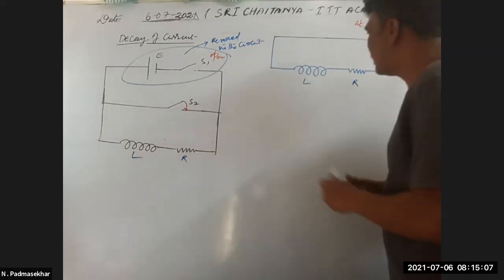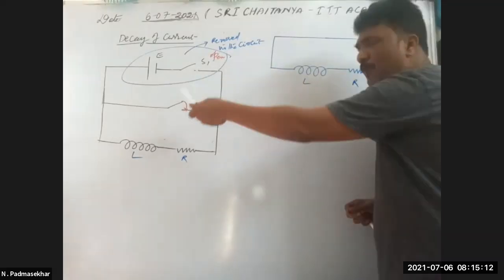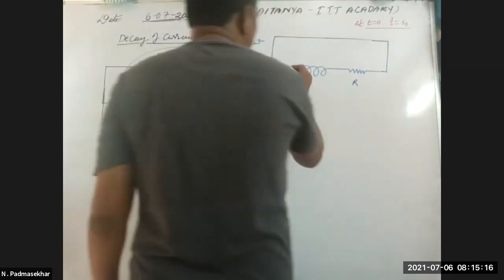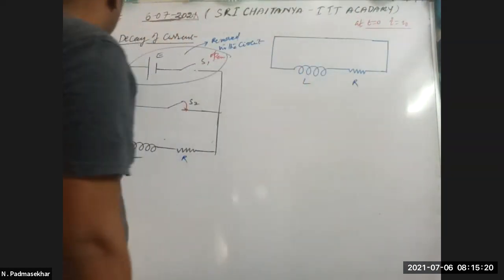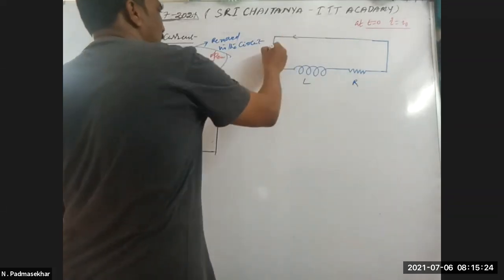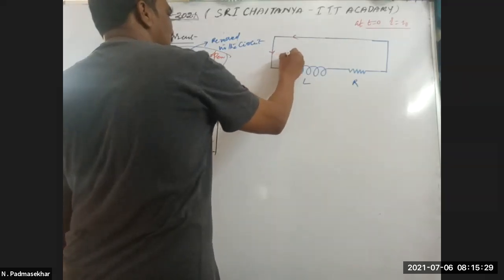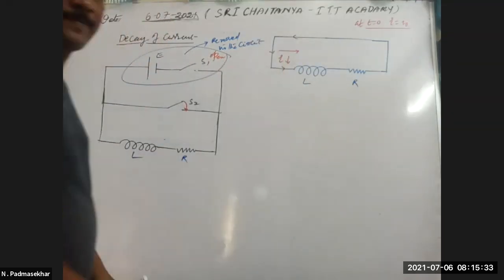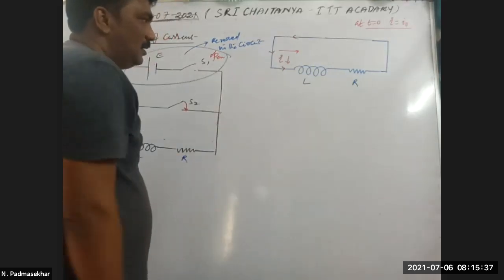So now this current starts decreasing, because there is no battery. The current starts decreasing like this. This is the current I, it decreases, and this is its direction. So the current is decreasing here.